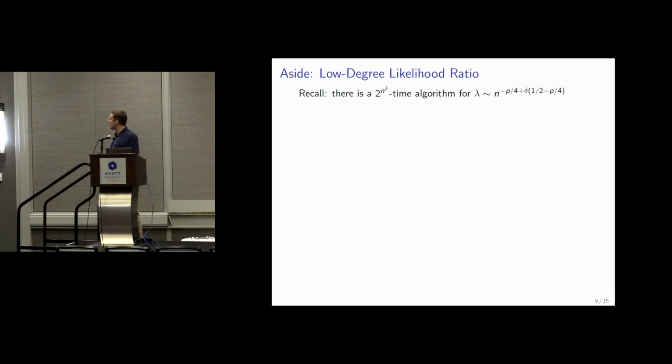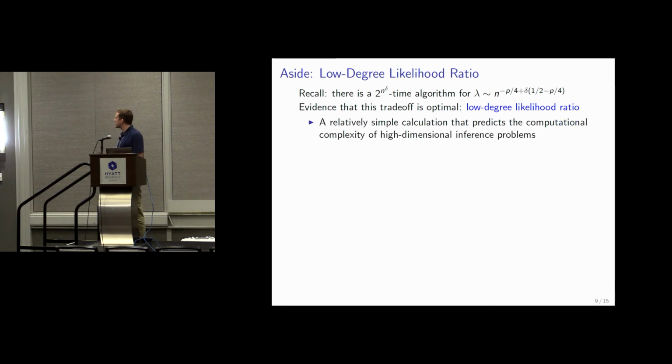Okay, so this is a little bit of an aside to talk about something else I think is quite exciting that's also related to this. So we saw this sub-exponential trade-off, and I want to mention that there's evidence that this is actually the best possible trade-off you can achieve, in the sense that any algorithm of this sub-exponential time cannot tolerate signal-to-noise better than this. And this evidence is in the form of what's called the low-degree likelihood ratio, which is a relatively new and I think quite exciting conjecture.